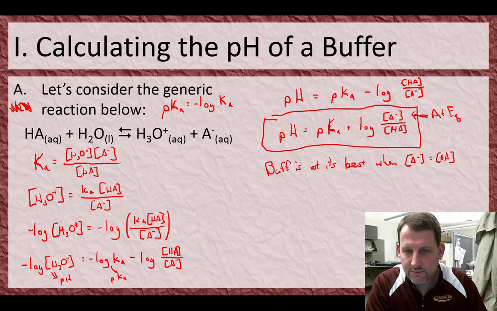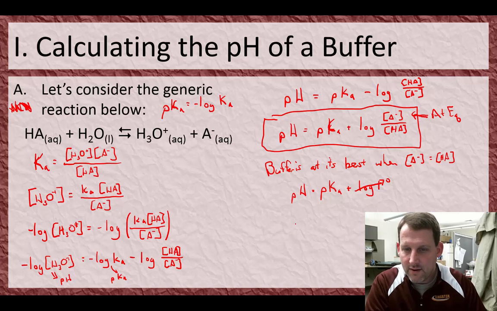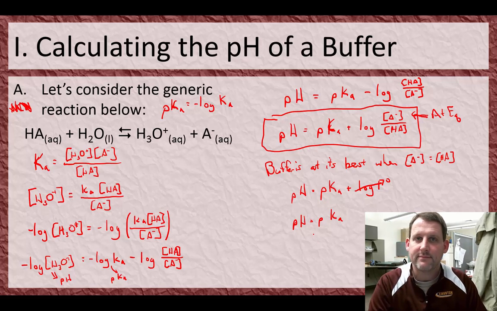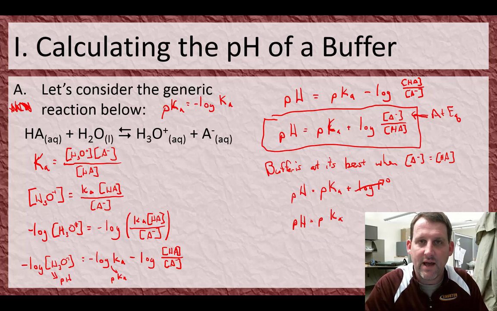And our equation becomes the pH is equal to the pKa plus the log, and if these two are equal, no matter what they are, the ratio is equal to 1. And the log of 1 is just 0. So when the buffer's at its best, and these two things are equal, the pH of the buffer is equal to the pKa. So what that tells you is that if you want a buffer that's operating in its optimal range, you need to adjust the pH of that buffer until it equals the pKa.